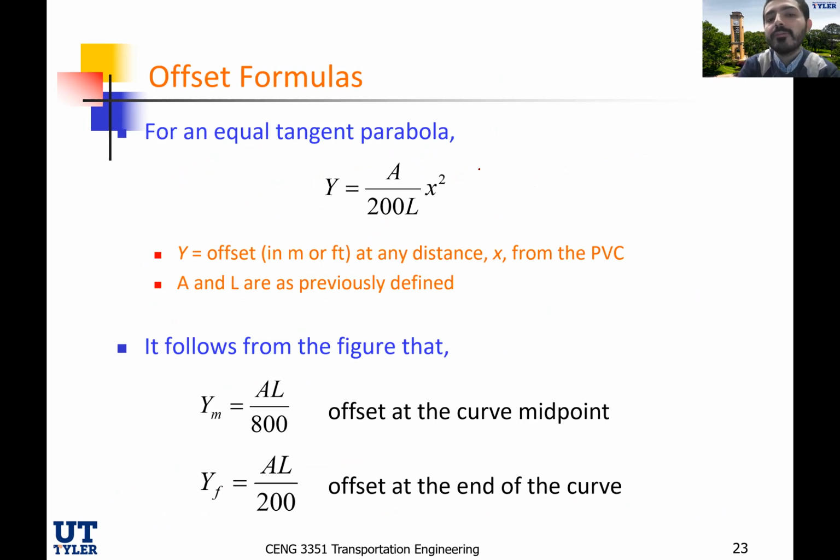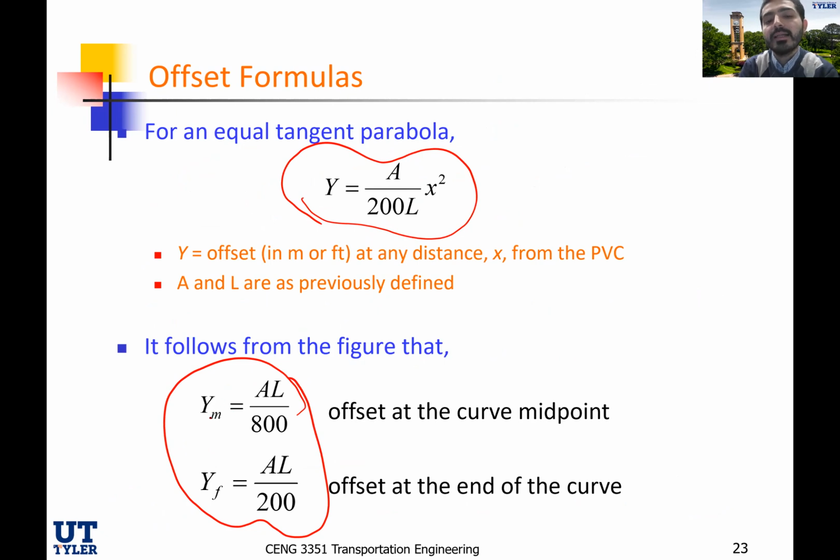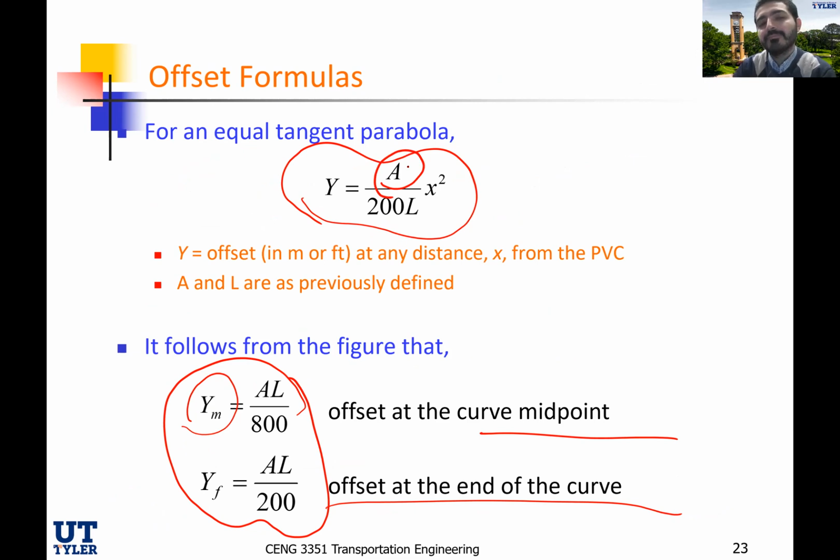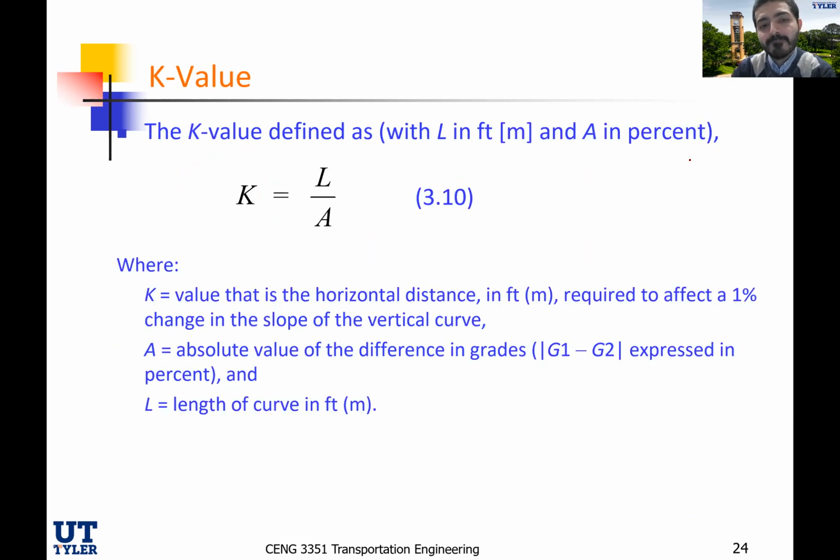But of course, when it comes to the offsets, all these equations are going to be provided to you. How can you get the maximum offset? The offset at the midpoint and the offset at the end of the curve will be provided to you. But of course, you need to know what A is, which is G2 minus G1, the absolute value of that. K is another conceptual equation. K is equal to L over A, the length of the curve over the change in the grade. So L over A is an equation I'm expecting you also to know.